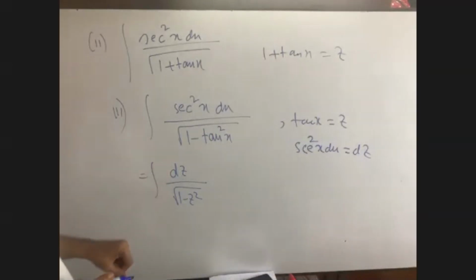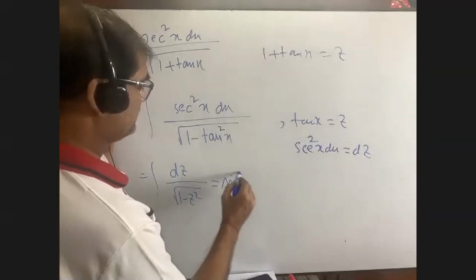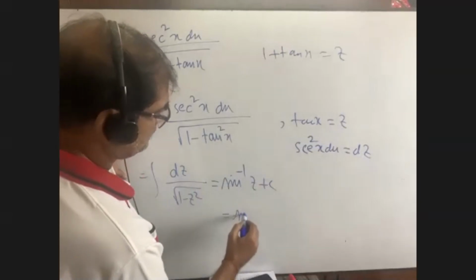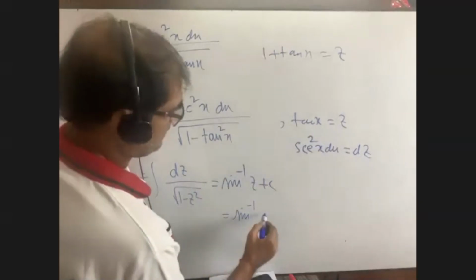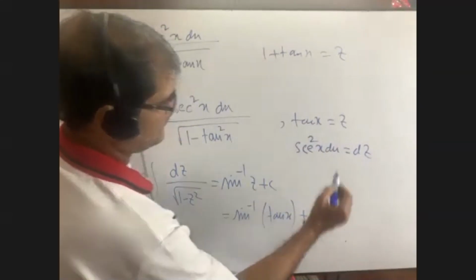Now you see, is it or not? Is it okay? So it is a formula of sine inverse z, right? Sine inverse z plus c. So we are getting z is equal to tan x, right? Now we are done here. Okay.